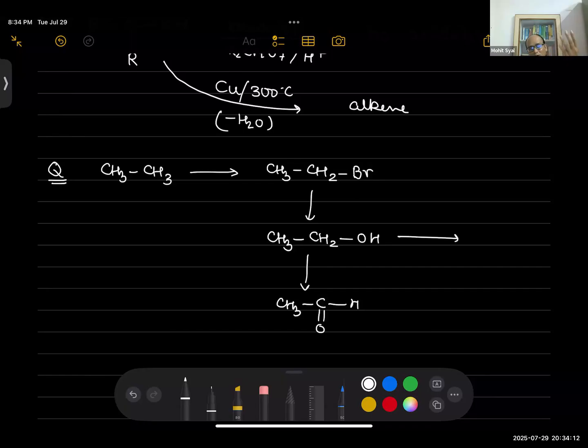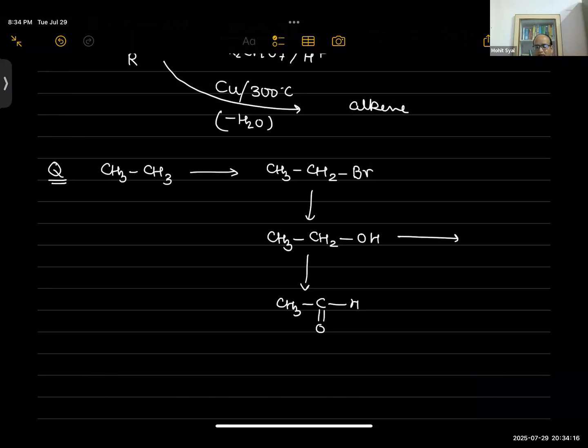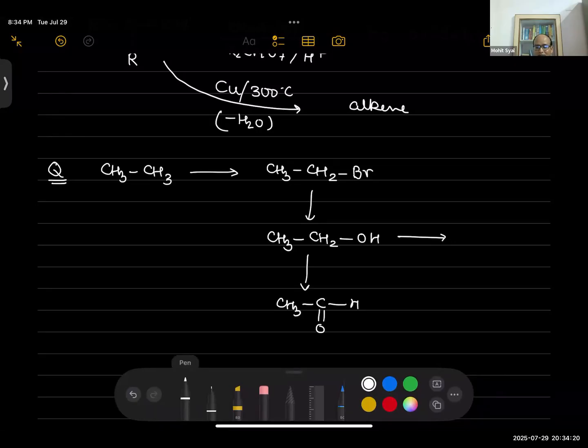So four reagents, each one of you will tell me one reagent. Got it? So be ready for it. So all of you, are you present in the class? Yes, sir. Okay, great. So how are we going to get this?